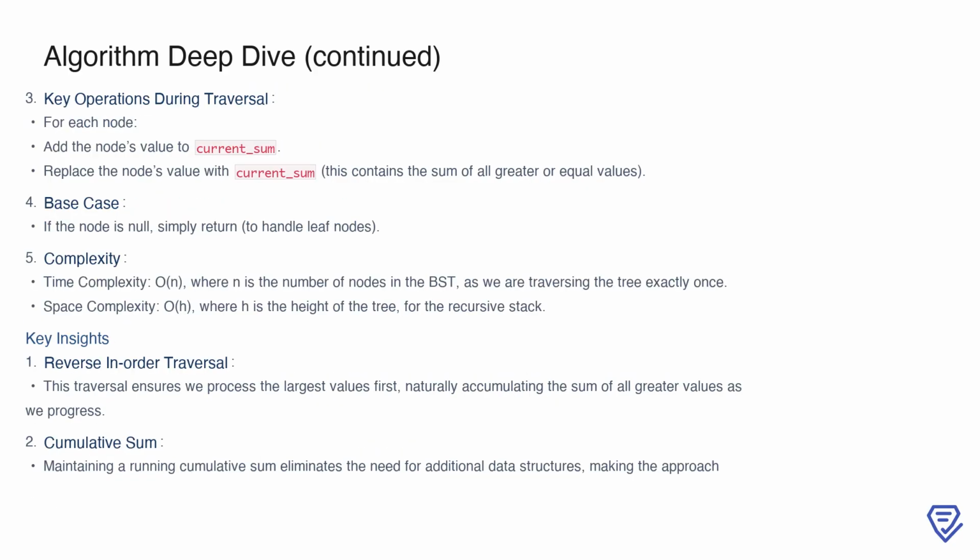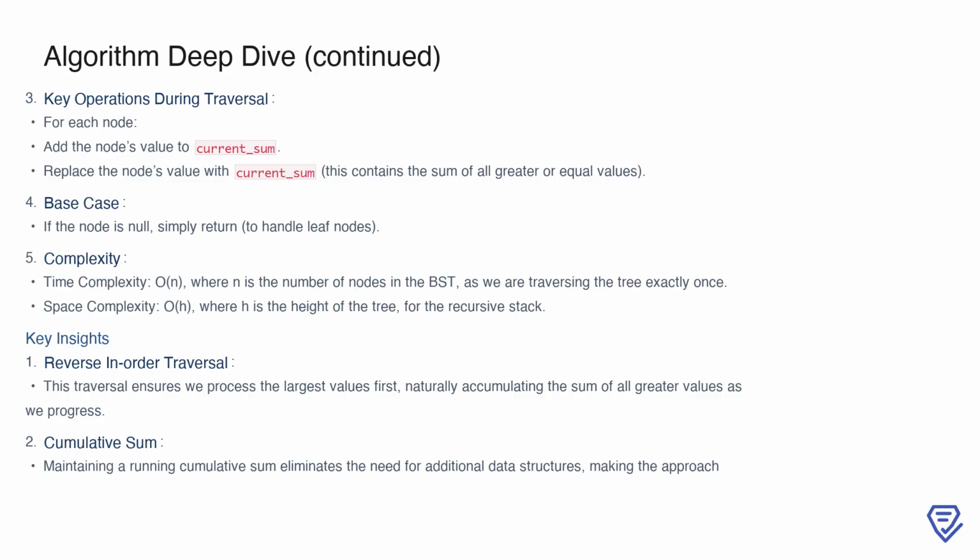During the reverse-in-order traversal, each node undergoes two key operations. First, the node's original value is added to the current_sum, which represents the cumulative sum of all greater or equal values processed so far. Second, the node's value is replaced with the updated current_sum. This ensures that the node now holds the correct value for the greater sum tree. The algorithm also includes a base case to handle null nodes, which simply returns without performing any operations. This is particularly important for leaf nodes or an empty tree.